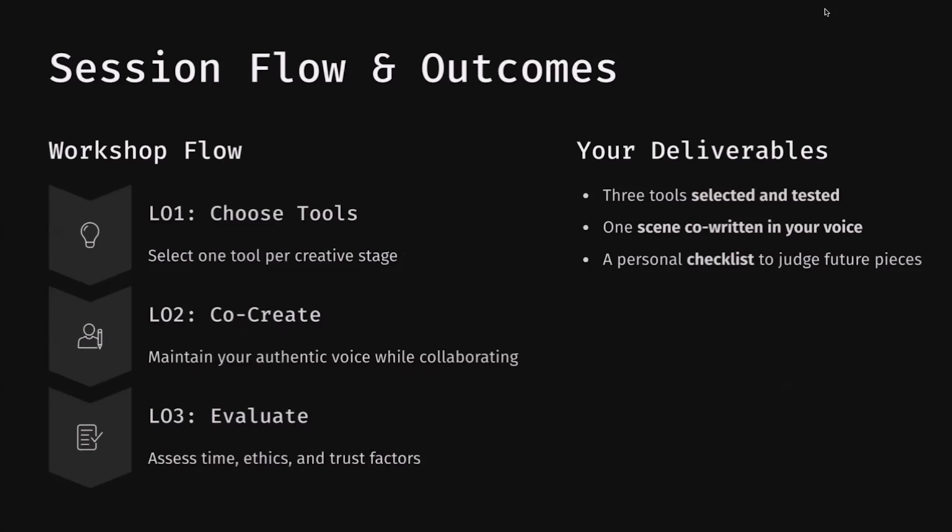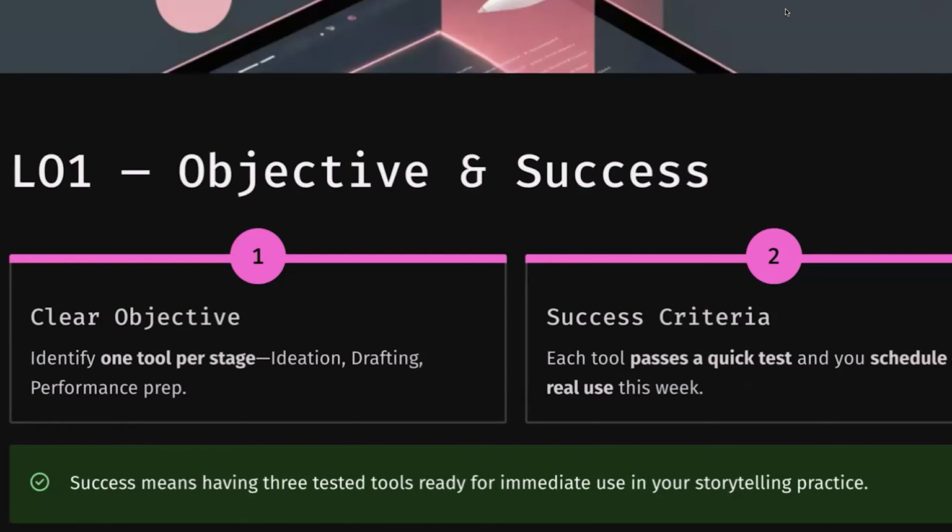So your deliverables, we want you to select 3 tools that you can test and have one story scene co-written in your voice, and hopefully a personal checklist to judge future pieces if we have time. And if not, again, you have this link, so you'll be able to attack that third deliverable on your own after this workshop. First, we want to identify one tool per stage.